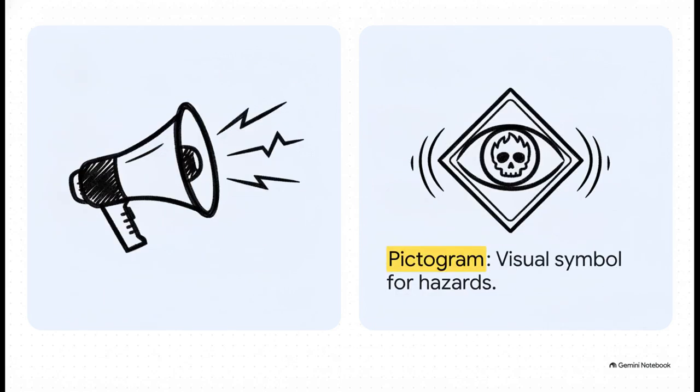Now check out the difference here between a text-based alert and a visual alert. A signal word communicates the level of attention or warning. It's text-based, designed to grab your focus right away. But a pictogram, that's a fast graphical representation.